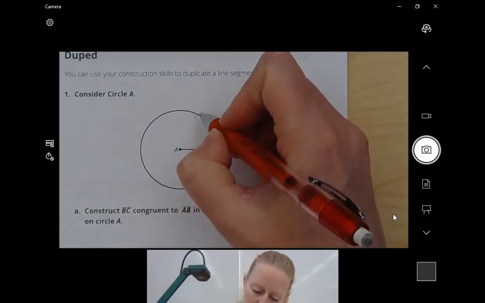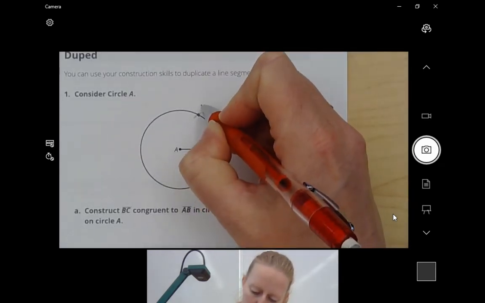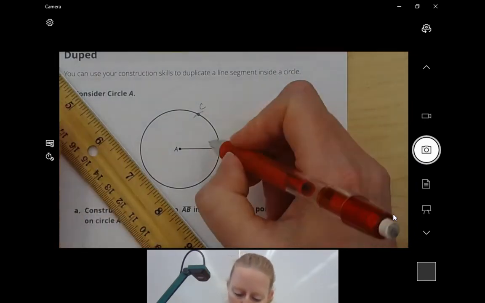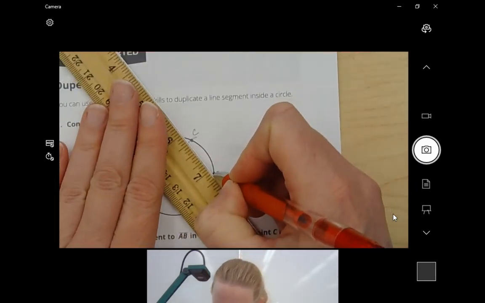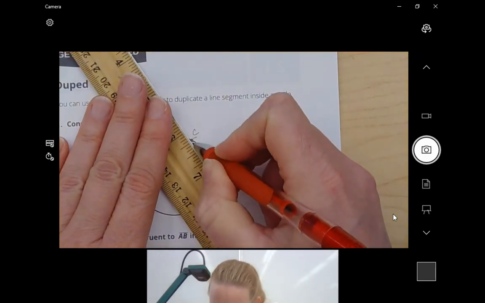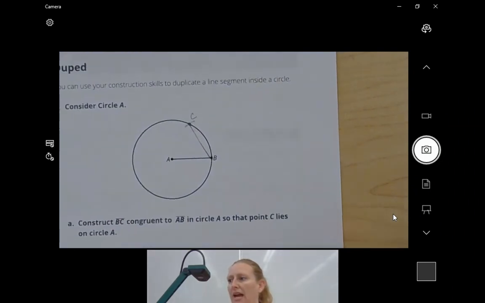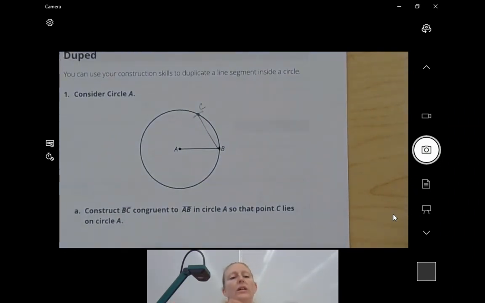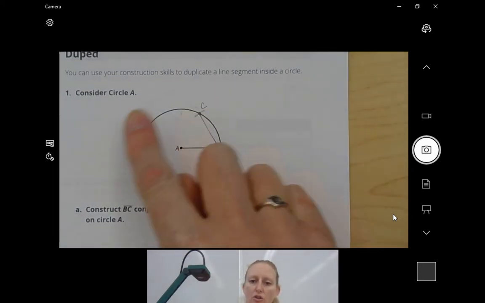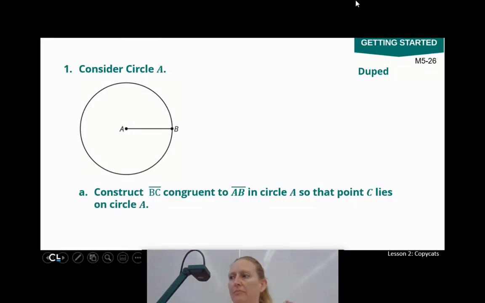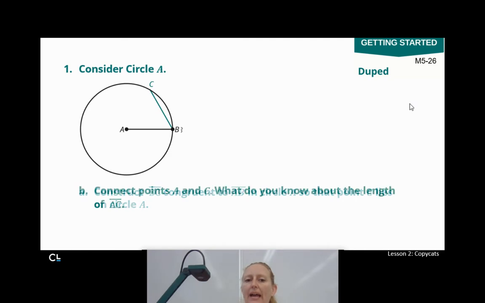We're going to call this point C. It does say we actually want to make a line segment, so I am going to use my straight edge to connect B to C, which I just did. So we just did part A. We constructed BC congruent to AB on circle A such that point C lies on the circle. So it looks like this.